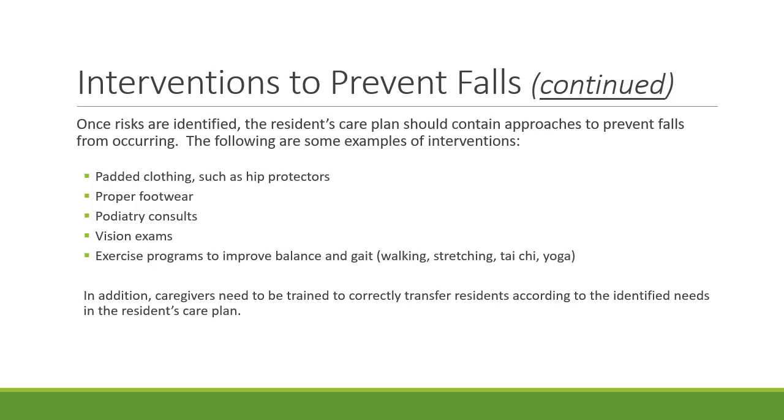Interventions to prevent falls continued. The following are more examples of interventions: padded clothing, such as hip protectors, proper footwear, podiatry consults, vision exams, exercise programs to improve balance and gait, walking, stretching, tai chi, or yoga are some examples. In addition, caregivers need to be trained to correctly transfer residents according to the identified needs in the resident's care plan.